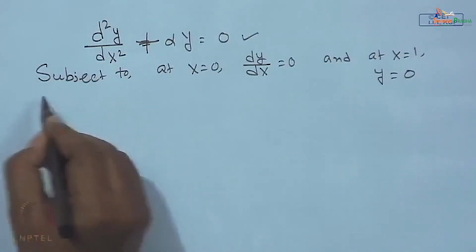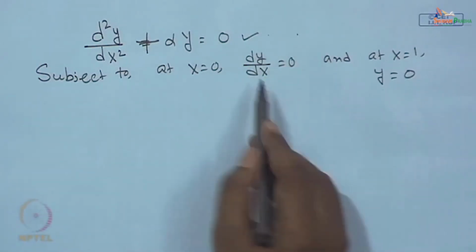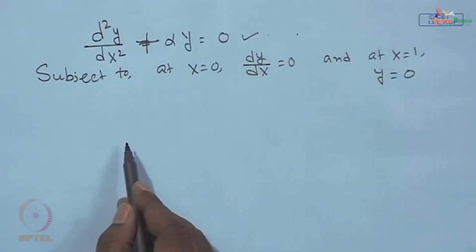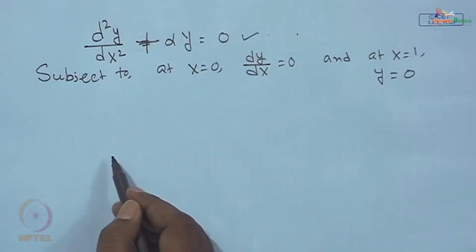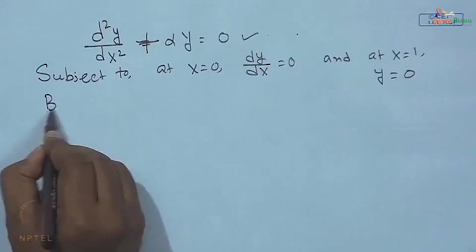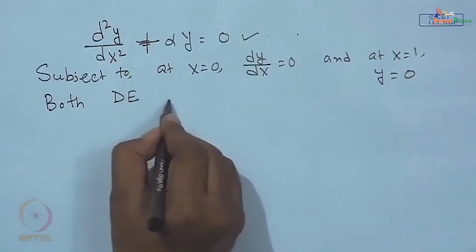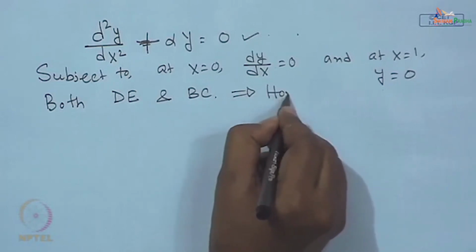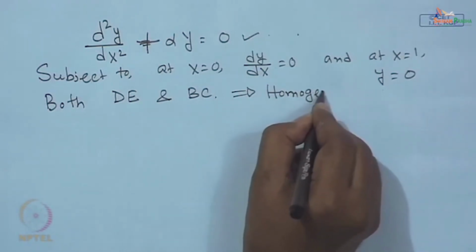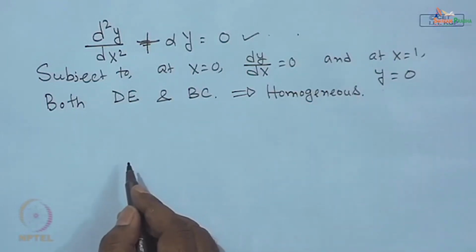But please remember, notice that the ordinary differential equation and the boundary conditions both are homogeneous, only the nature of the boundary condition has been changed at the boundary x is equal to 0. So, we note this down, both differential equation and boundary conditions, they are homogeneous. Only the boundary condition has been changed.